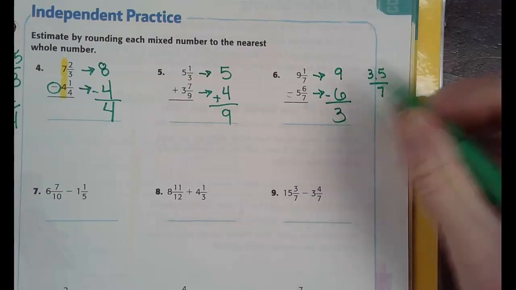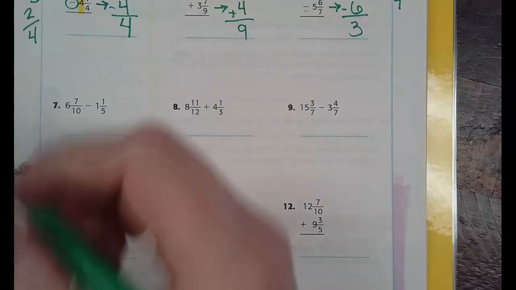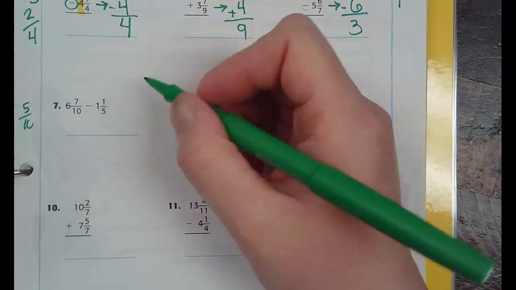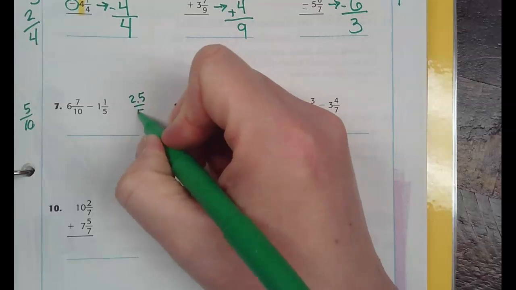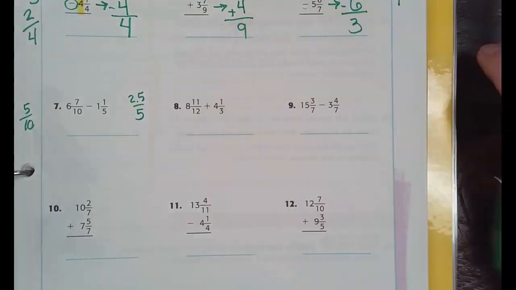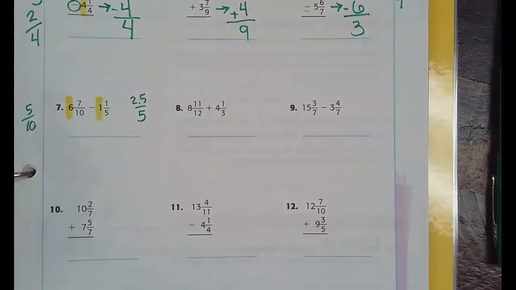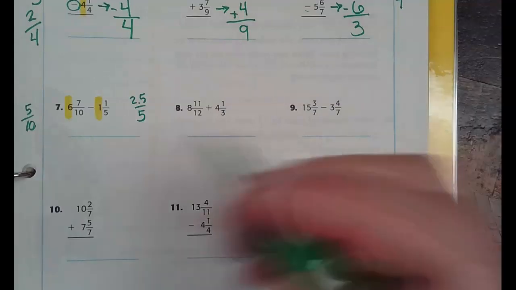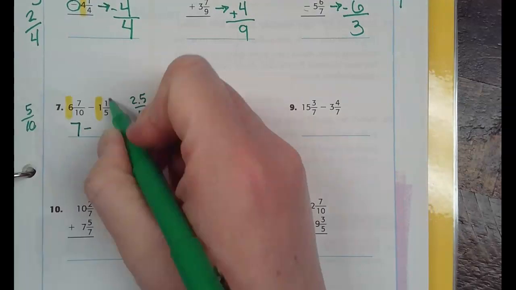Try number 7. All right, half, excuse me, half of 10 is 5. So 5/10, half of 1/5 is 2.5 out of 5. Now, what are you going to do with 7/10? Show me what you're going to do with 7/10. You're going to bump it up. So my 6 is going to become a 7 minus 1 and 1/5.